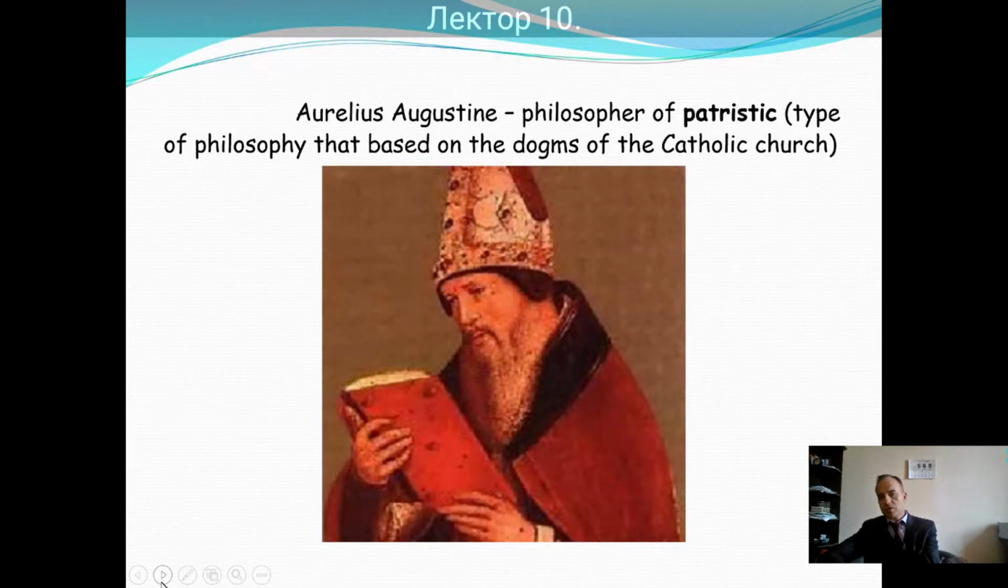So, Aurelius Augustine, a philosopher of patristics. In the philosophy of ancient Greece, there were two basic types of philosophy: idealism and materialism. So in the philosophy of the Middle Ages, there were also two basic types of philosophy, patristics and scholasticism. What is patristics?